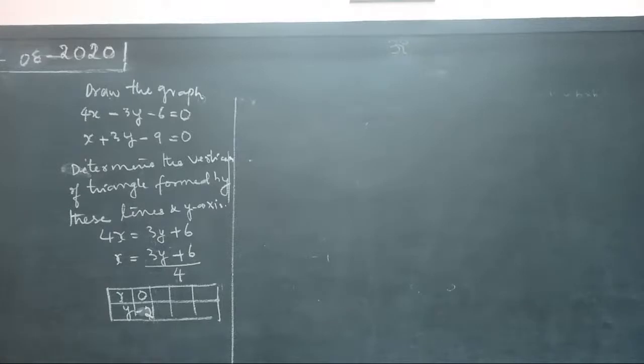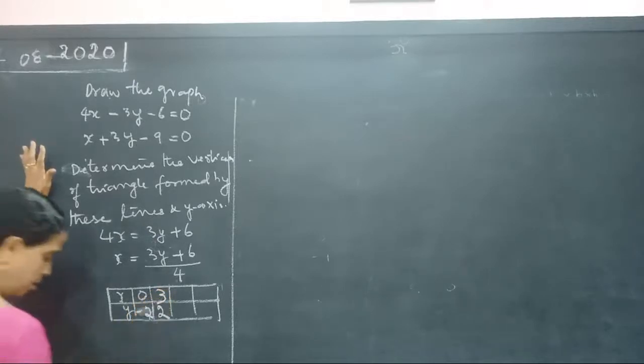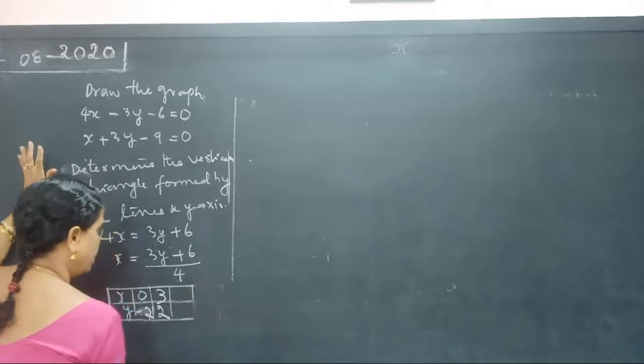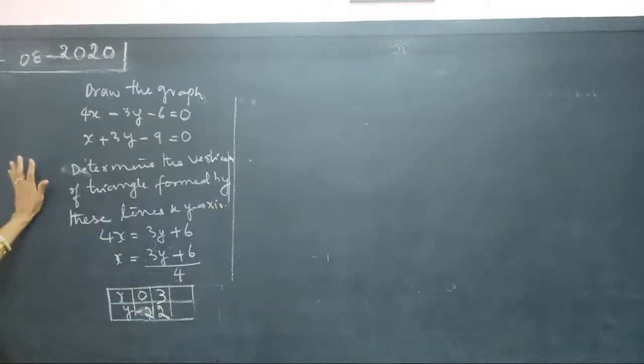Clear? If I put y equal to plus 2, 3 2s are 6, 6 plus 6, 12 divided by 4, it is 3. Okay? Next, if I put y equal to, what can we get, one more value we require. If it is minus 1, it's not divisible.